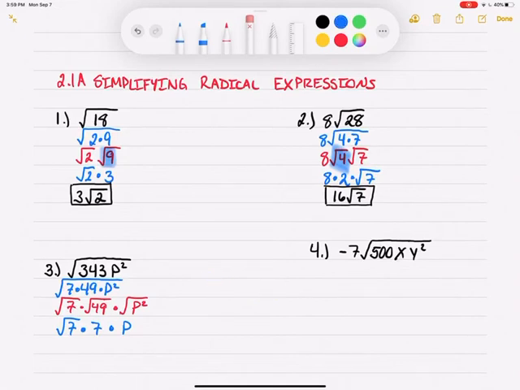Alright, so now that I have all of my pieces, I need to reorder them so that I have the whole values out front. So I have 7 times p times the square root of 7. And this is as simple as my radical is going to get.